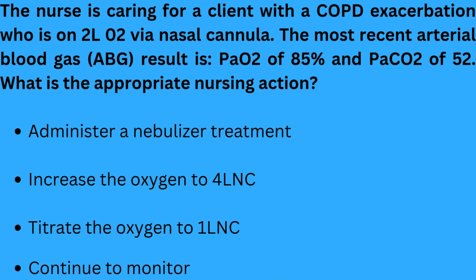The nurse is caring for a client with COPD exacerbation who is on 2 liters of oxygen via nasal cannula. The most recent ABG result is PaO2 of 85% and PaCO2 of 52. What is the appropriate nursing action? Administer a nebulizer treatment, increase the oxygen to 4, titrate the oxygen to 1, or continue to monitor.